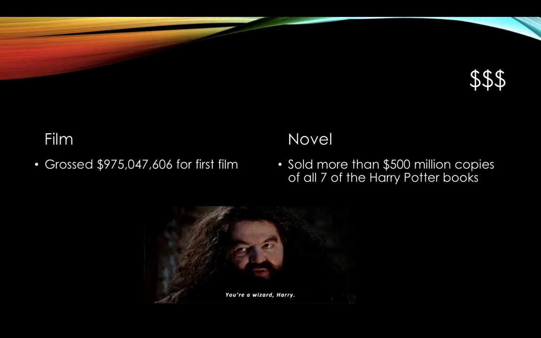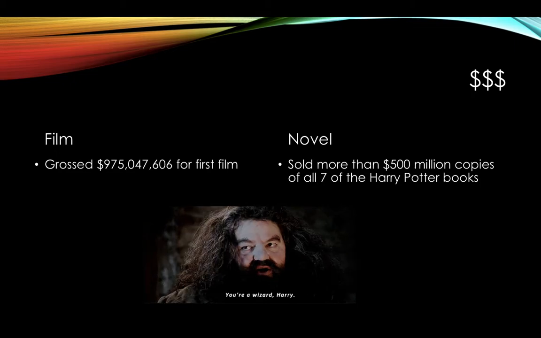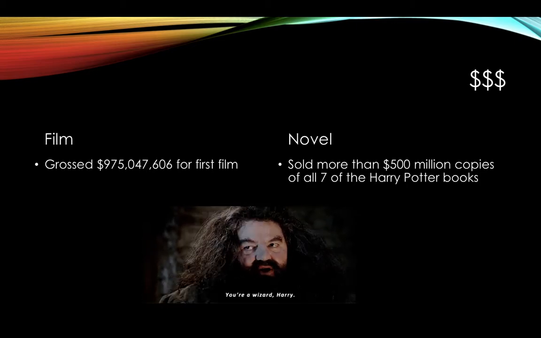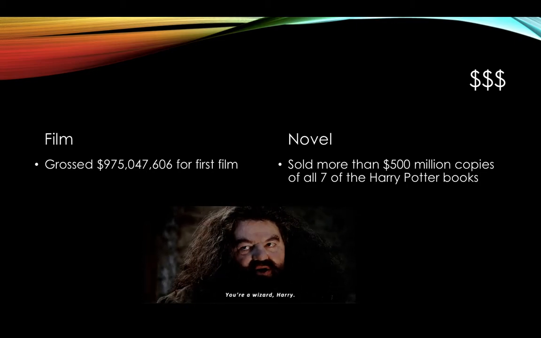One reason I picked this to go last is because in my previous movie-novel comparisons, the novel always did good, but not as good as the film. These novels actually have done just as good, if not better, than the Harry Potter movies, which is crazy. It's made over $500 million in copies of the books. J.K. Rowling alone makes like $2 billion because of this. So these movies have been a wild, wild success.